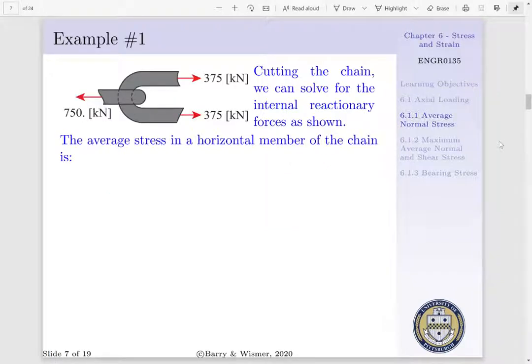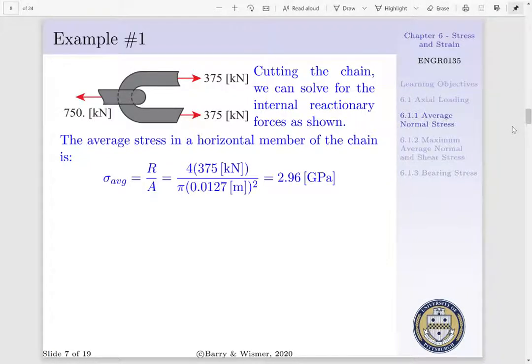To do such, we'll cut our chain, and we'll look at the internal reactionary forces. That is, if we cut the chain down the middle, we'd recognize we'd have a 750 kilonewton force applied to the left, and two 375 kilonewton internal reactionary forces existing. Thus, our average normal stress in a horizontal member of our chain is defined as follows. Sigma average is equal to R per A, where our internal reactionary force is 375 kilonewtons. Our area is pi d squared per 4. Thus, we'd have 4 times 375 kilonewtons per pi times the quantity 0.0127 meters squared. Or the average normal stress in a horizontal member is 2.96 gigapascals.